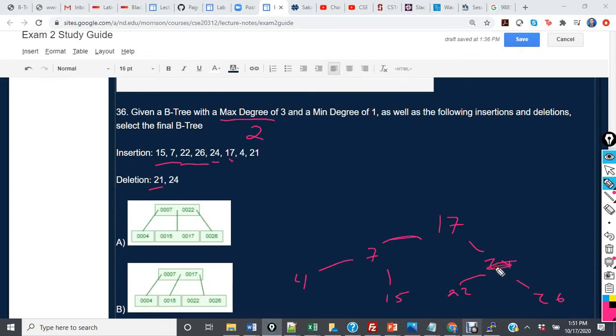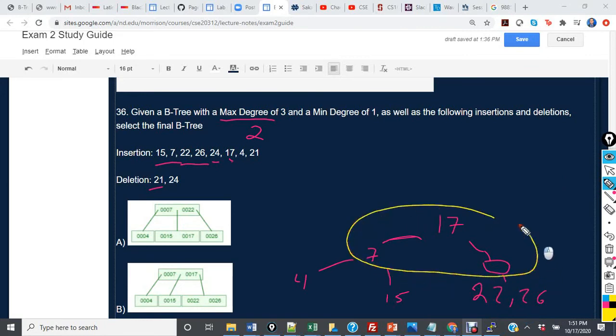So initially we get rid of 24, and when we do that, we can move 22 up. So we see that we have an empty node here. Since we don't have enough nodes to fill all of these elements, we have to do a merge and then raise the empty node. So in this case, we are going to merge 22 and 26, like so.